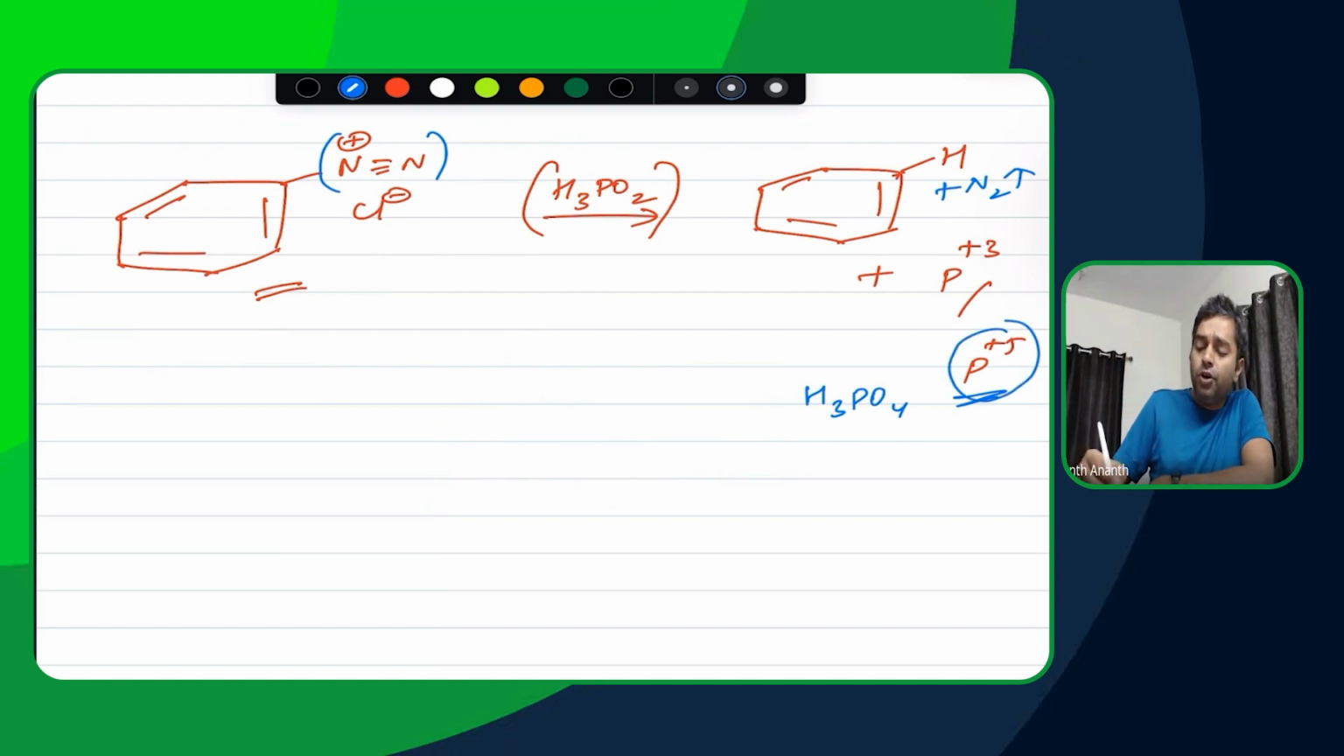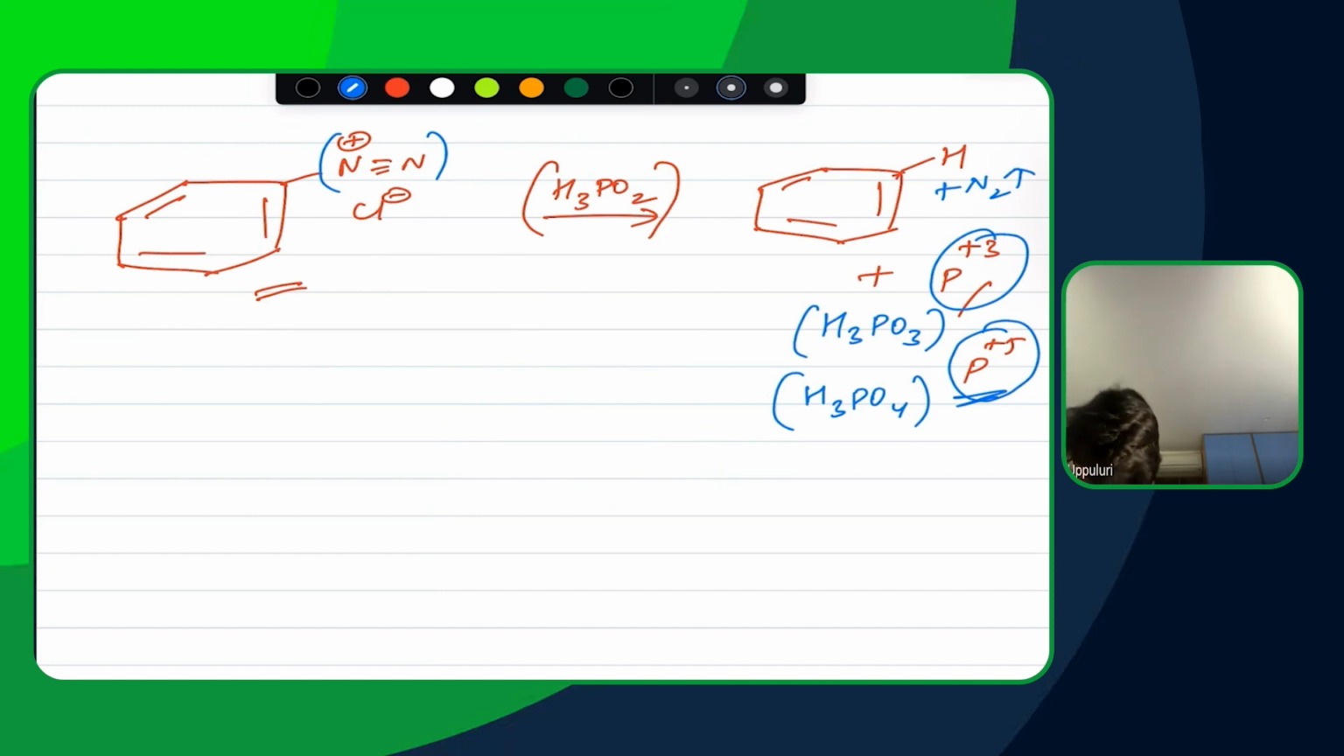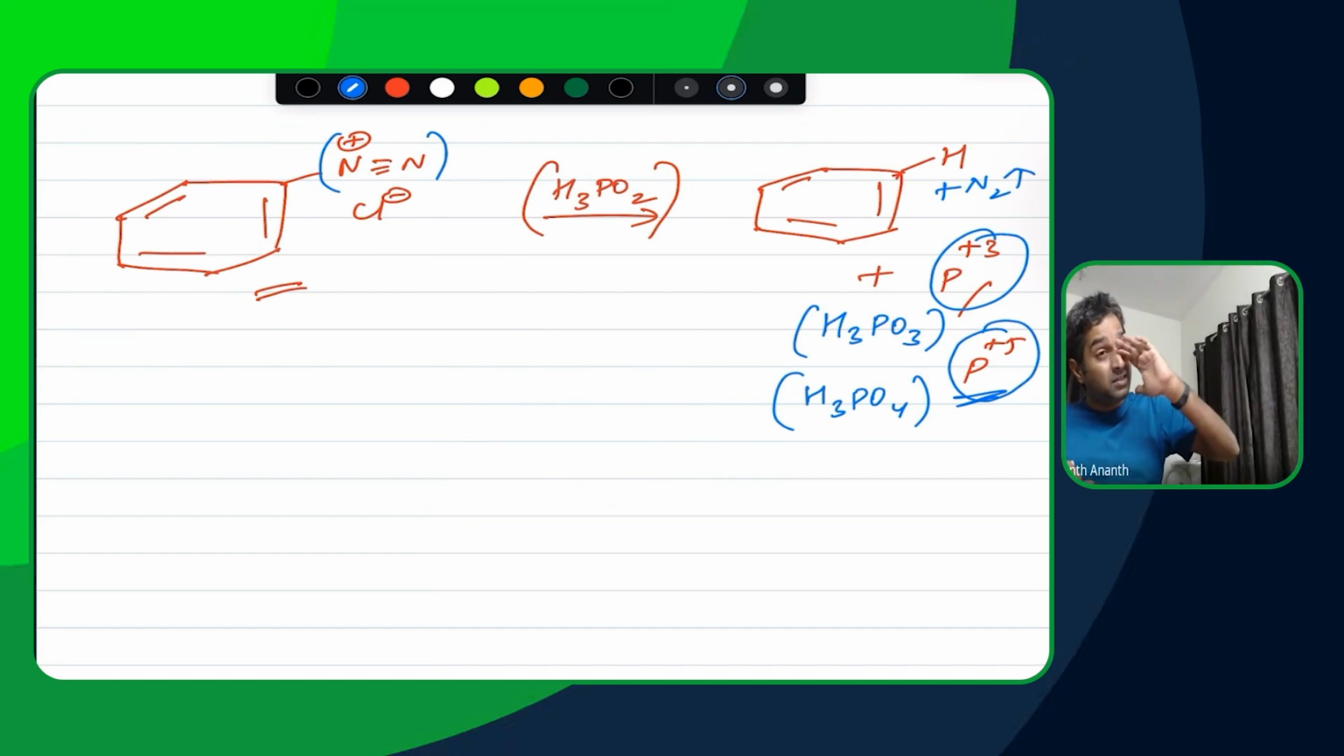I'm not so sure though, because I remember literature where we do get H₃PO₃ also. Both are obtained. So I'm not 100% sure if we get only +5 there, because my gut feeling tells me H₃PO₃ is also obtained partially. Not so sure, but that doesn't make a difference.